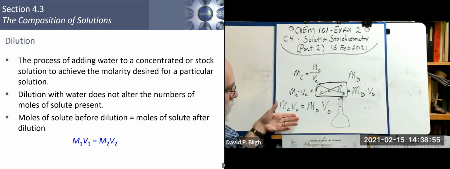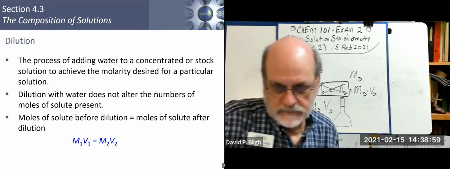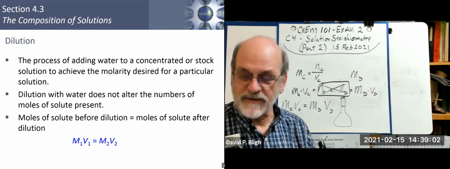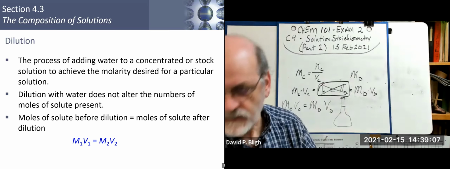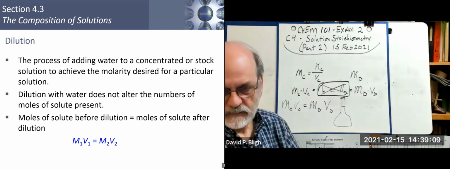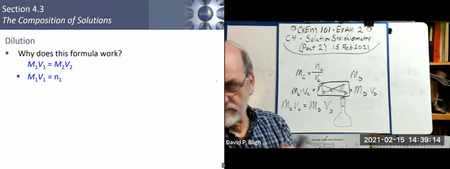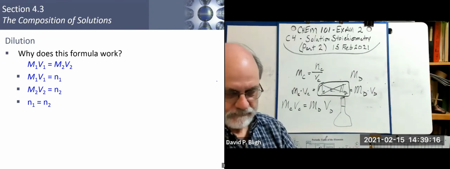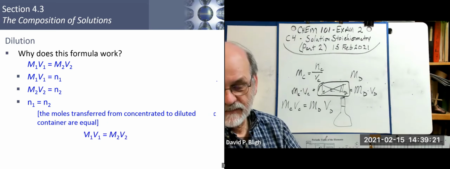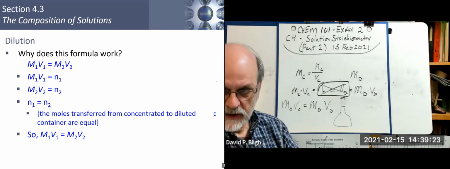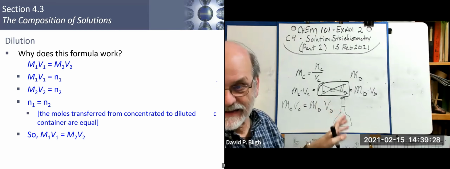Or M1V1 equals M2V2, both ways. That's where that formula comes from. And it's all based upon the fact that moles equals moles, before and after. Okay, well, I've got a slide that does that right here. So that's what it's saying. Now that we know that that's true, we know that this formula is valid.